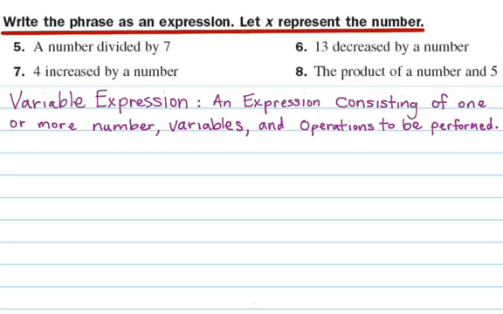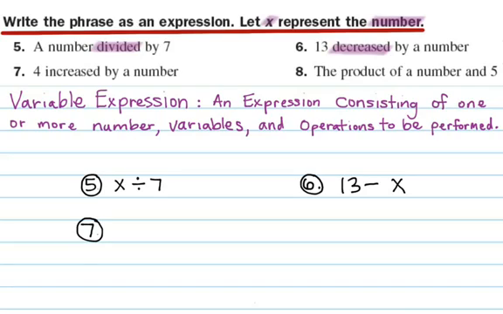And so, to start off, we have a number divided by 7. So divide is our key word. And so we know that we're going to be dealing with division. And so we're going to say x represents that number divided by 7. All right, number 6, our key word is going to be decreased. So when we're talking about decreased, we're talking about subtraction. So we're going to go 13 subtract a number x.